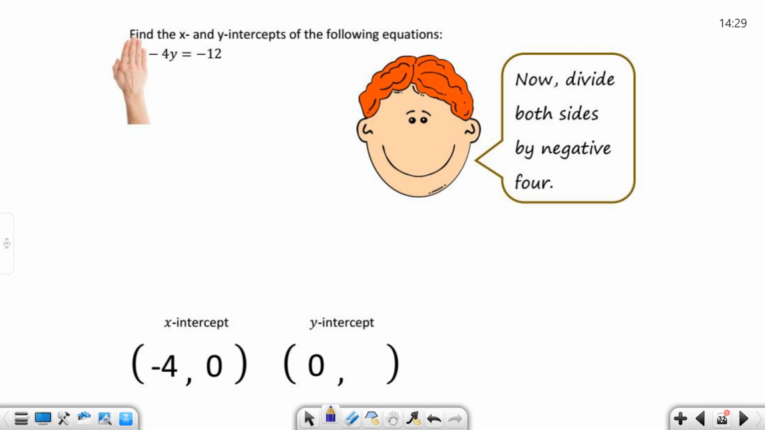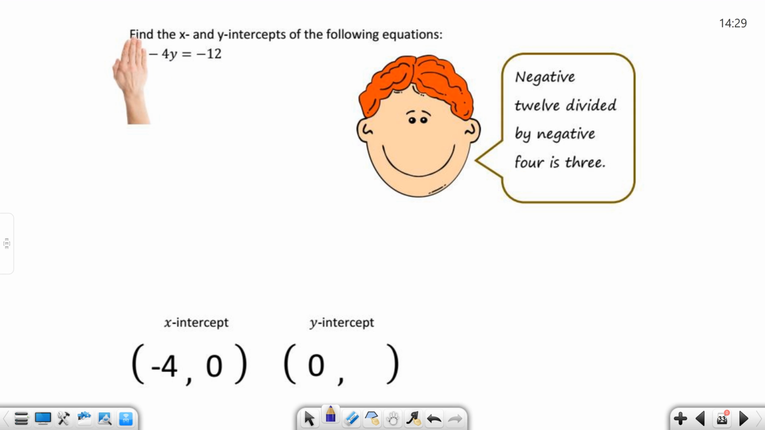And so he said, okay, what do you do now? Now divide both sides by negative 4, right? You're dividing by negative 4 because this thing over here is gone now. So negative 12 divided by negative 4 is what? 3. Negative 12 divided by negative 4 is 3. So then he put a 3 right here. So the y-intercept is 3.